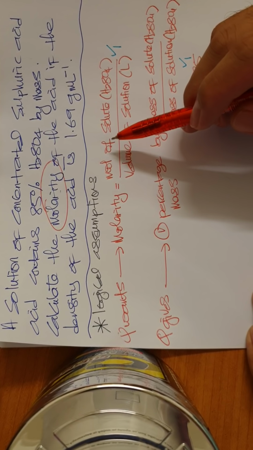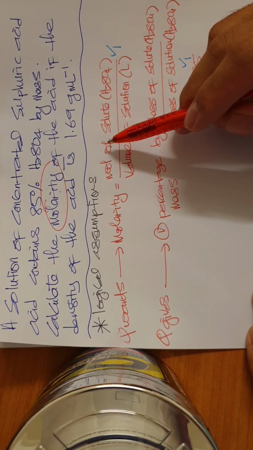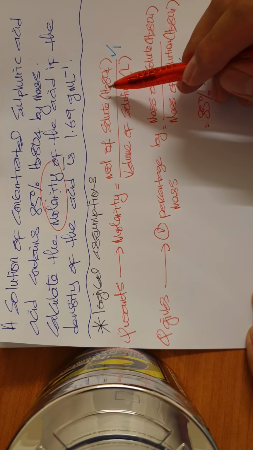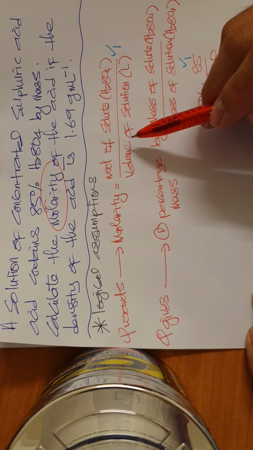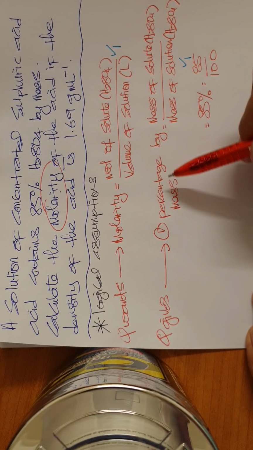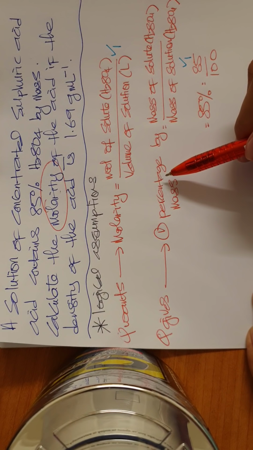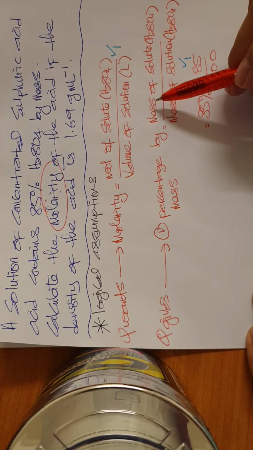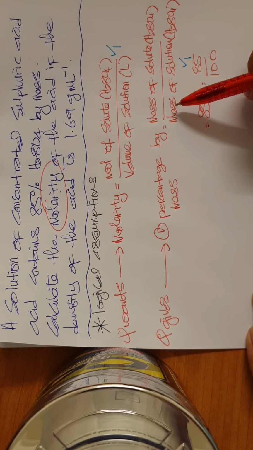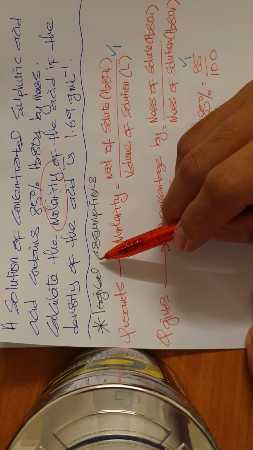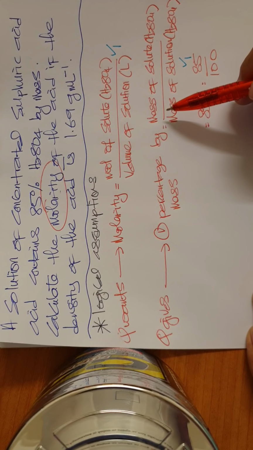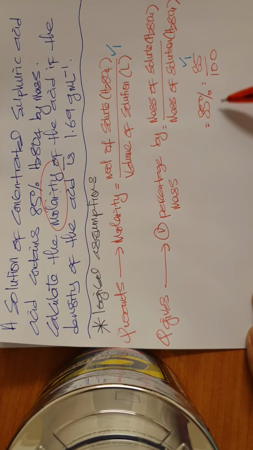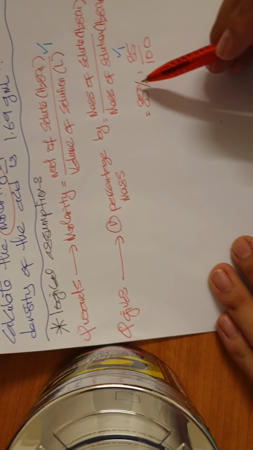If you look over here, we need to get information about mole of solute, H2SO4, and volume of solution in liter. From the percentage by mass, we can extract information about mass of solute and mass of solution. And how are we going to do that? By doing logical assumption. We make the logical assumption through the definition that we have. We know this is the definition, and this is what is given.